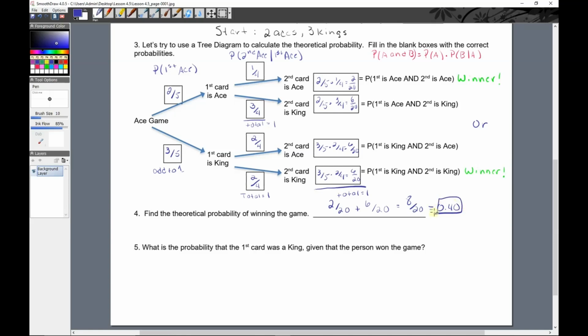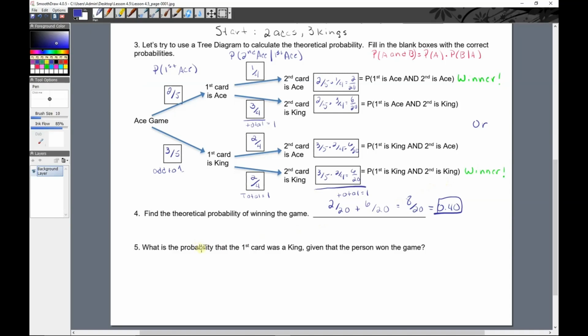So we know the probability of being a winner. It's not in your favor, this game. It really favors you losing in the long run, because we know the probability of winning is 0.4. Therefore, the probability of losing is 1 minus that, which would be 0.6.